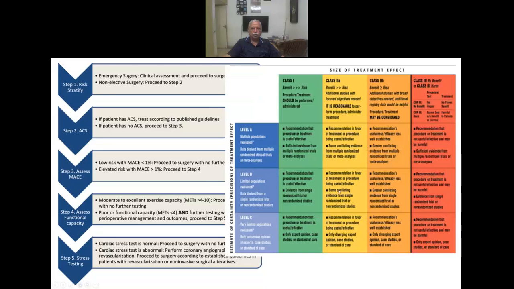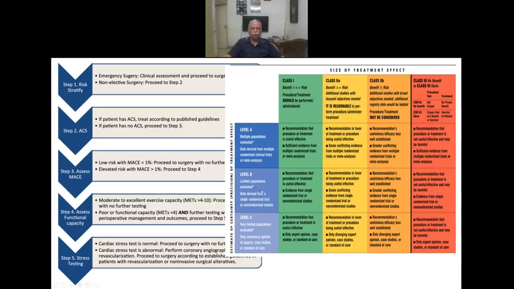This is sometimes asked as a short note, so I thought I would give this picture. Class 1 is definitely where the benefit is more than the risk, 3 times more than the risk. In class 2A, the benefit is only twice the risk, and in class 2B, the benefit is almost equal or slightly more than the risk. Class 3 is where there is no benefit at all or there is more harm. So if you find any recommendation which is class 3, that is a very harmful one, whereas class 1 and class 2A are acceptable.